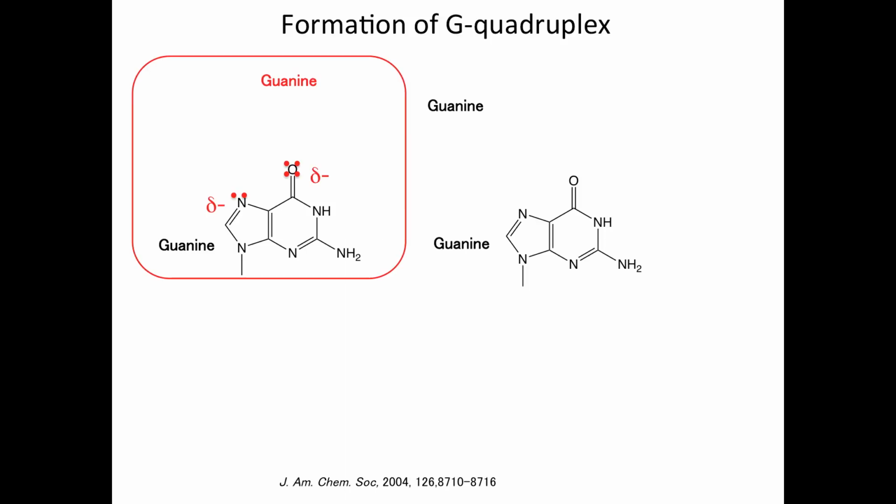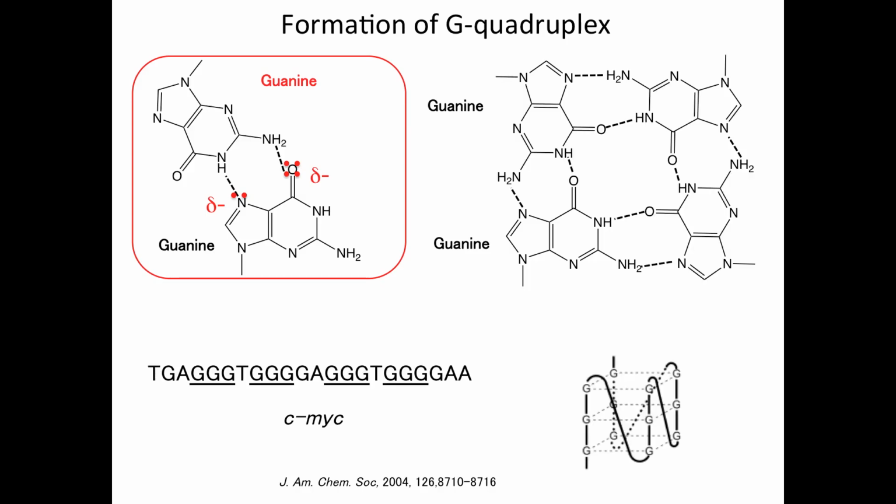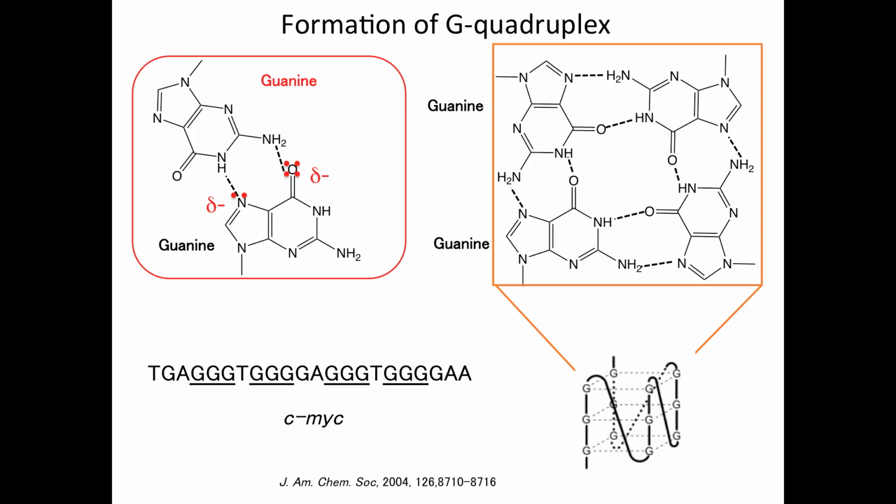Now, I will explain the G-quadruplex binding protein. I already introduced the G-quadruplex. G-quadruplex is formed at the GGH sequence, in DNA and RNA, and this is the structure of the c-Myc G-quadruplex structure.